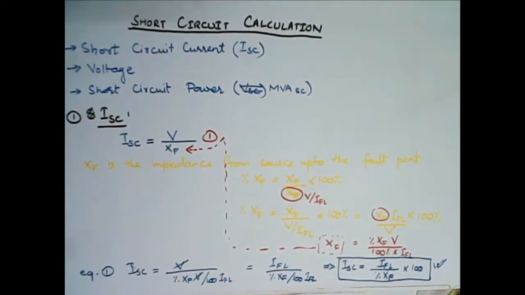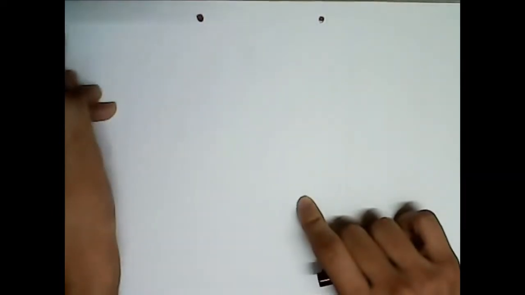If we are asked to find the maximum value of current, we know that it occurs when the impedance is minimum. So in this scenario, if we are asked to calculate the maximum value of current, we will be considering zero fault impedance, as we have done in this calculation. Now the next parameter we need to calculate is the short circuit power.